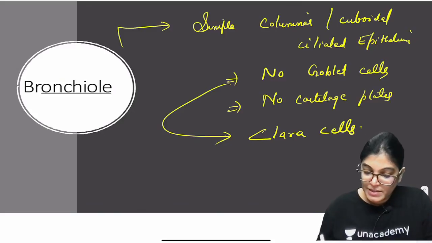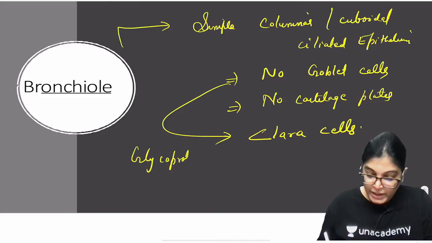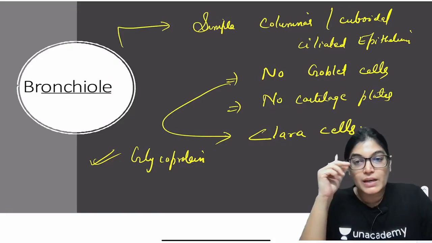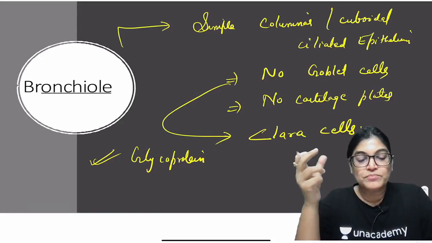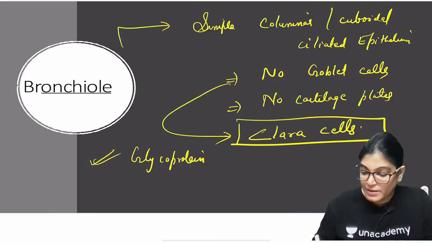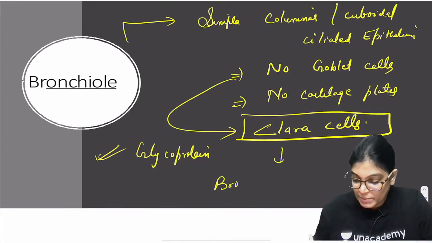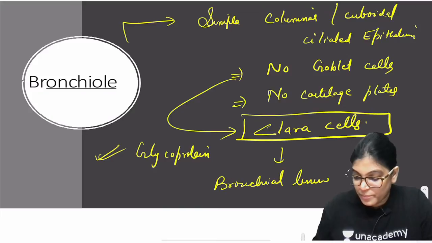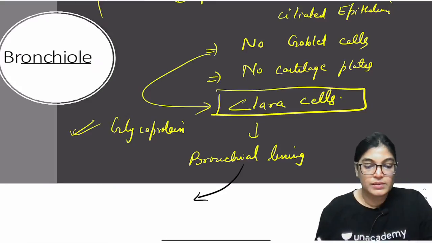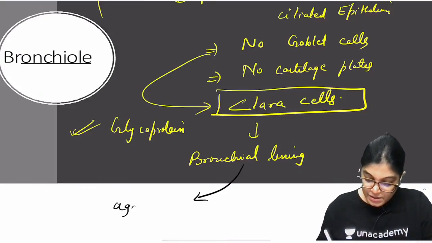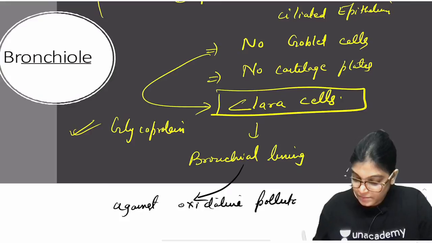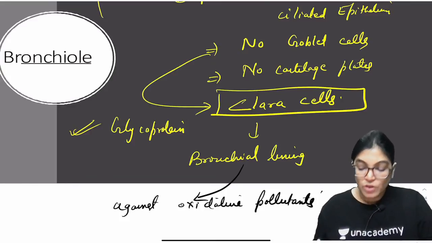And what are Clara cells, my dear students? Clara cells are actually made of glycoprotein. What is the function of glycoprotein? The glycoprotein of the Clara cells is protecting the bronchial lining against oxidative pollutants and inflammation. So Clara cells form a protection for the bronchial epithelium, the bronchial lining, against oxidative pollutants and that of inflammation.